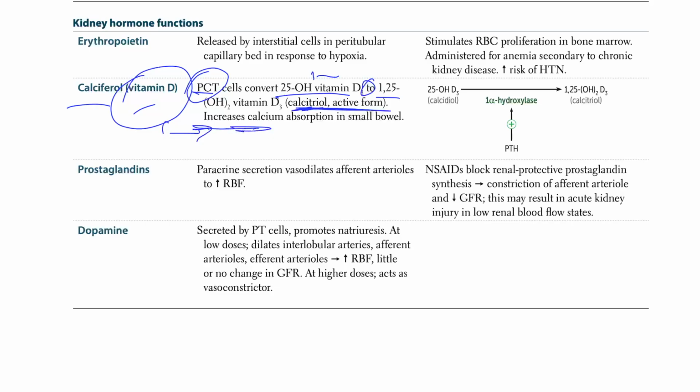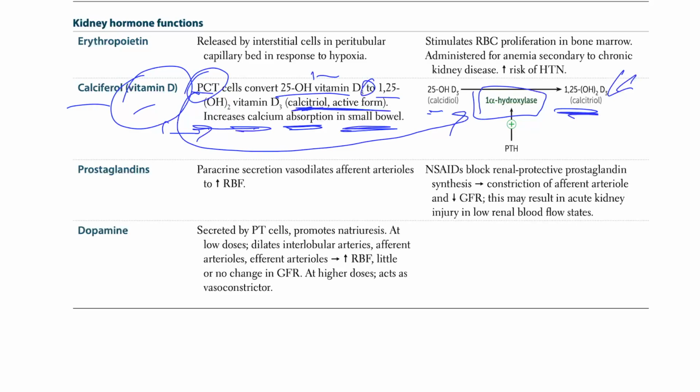The function of active vitamin D is that it increases calcium absorption in the small bowel. They have mentioned calcidiol here, and the very important enzyme is 1-alpha-hydroxylase. From the PCT, you release 1-alpha-hydroxylase, which converts this into calcitriol, the active vitamin D. PTH stimulates this 1-alpha-hydroxylase in the PCT, and once you have the active form, you can cause an increase in calcium.